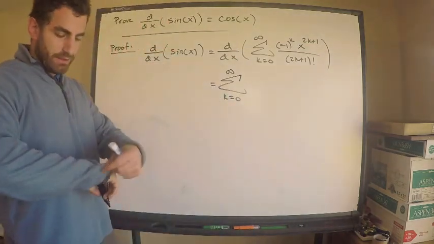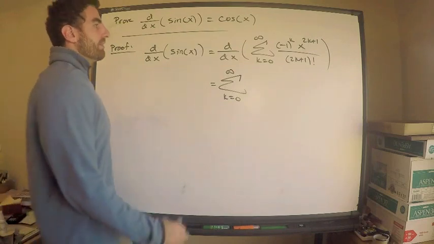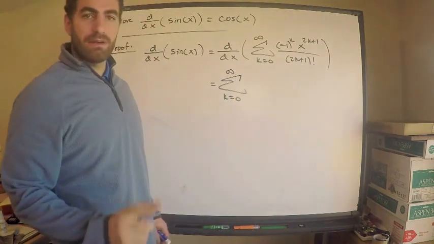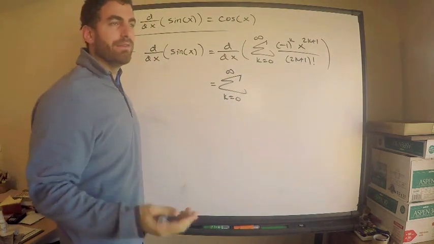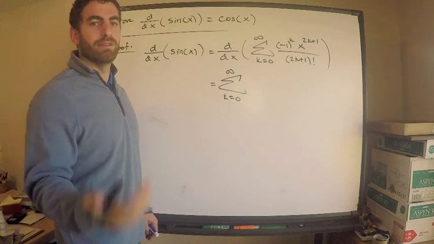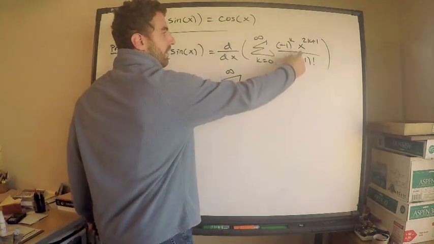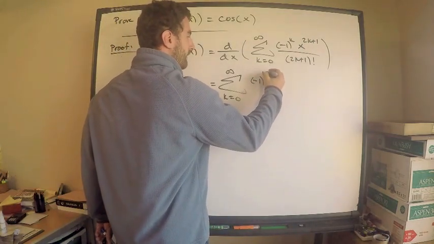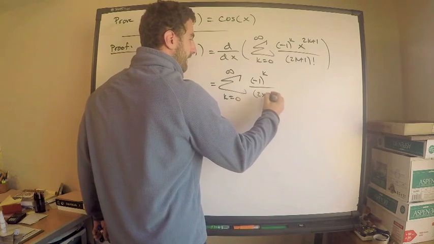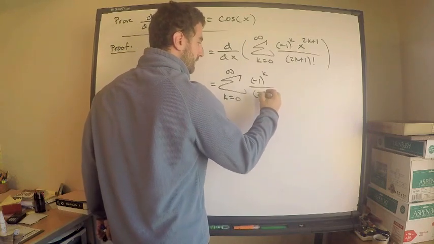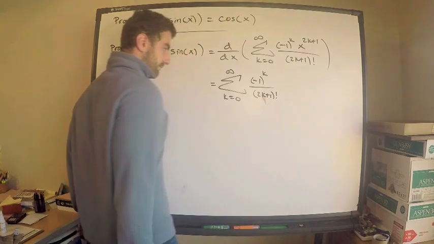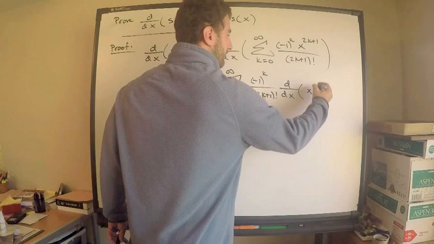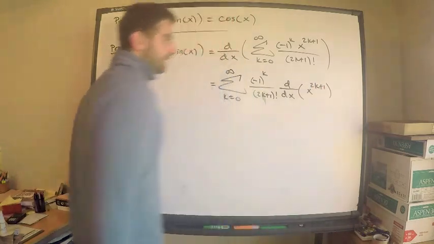Now, the other thing I want to mention is not only do I want to exchange the derivative with the sum, but I also can take any constants out of the derivative. Remember, the derivative is a linear operator. That means the derivative of a constant times a function is a constant times the derivative of the function. So you can take out these constants. All I care about is things that depend on x. So this is going to be -1 to the k over 2k plus 1 factorial times the derivative with respect to x of x to the 2k plus 1.